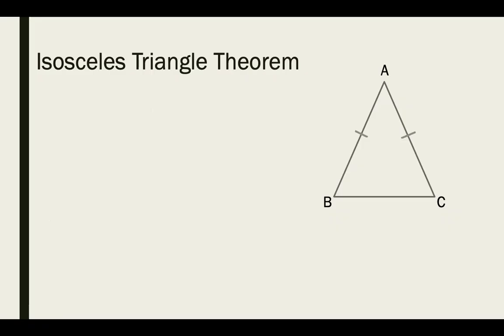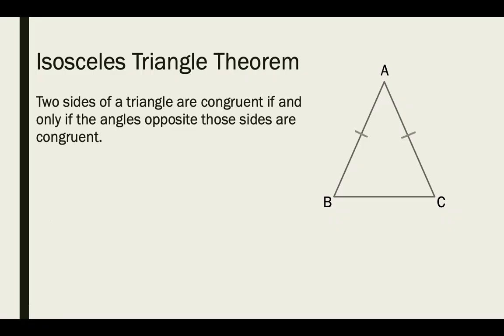The isosceles triangle theorem tells us that two sides of a triangle are congruent if and only if the angles opposite those sides are congruent. So you'll notice this "if and only if." This is a biconditional statement, which means that if a triangle has two equal sides, then it has two equal angles, and vice versa. If it has two equal angles, it has two equal sides. And it is the angles opposite the sides that are congruent.